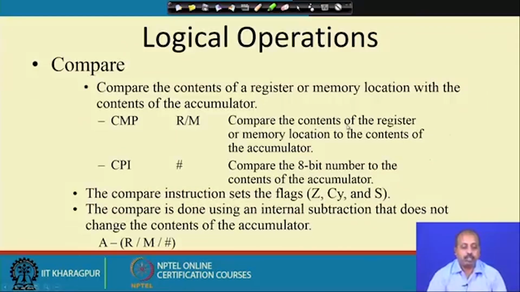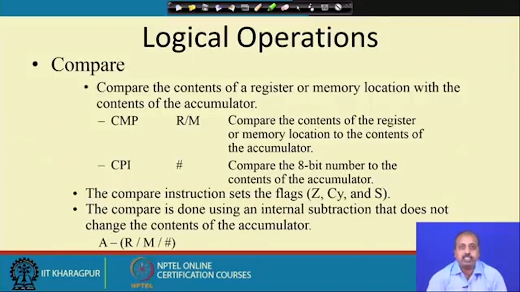Other than that, we have got some more logic operations like compare. You can compare the content of a register or memory location with the content of the accumulator. The general format is compare, CMP, register or memory, R or M. The contents of the register or memory location will be compared with the content of the accumulator. And there is also an immediate version, CPI, compare immediate. Here you need to specify one 8 bit number, and the content of the accumulator will be compared with this 8 bit number.